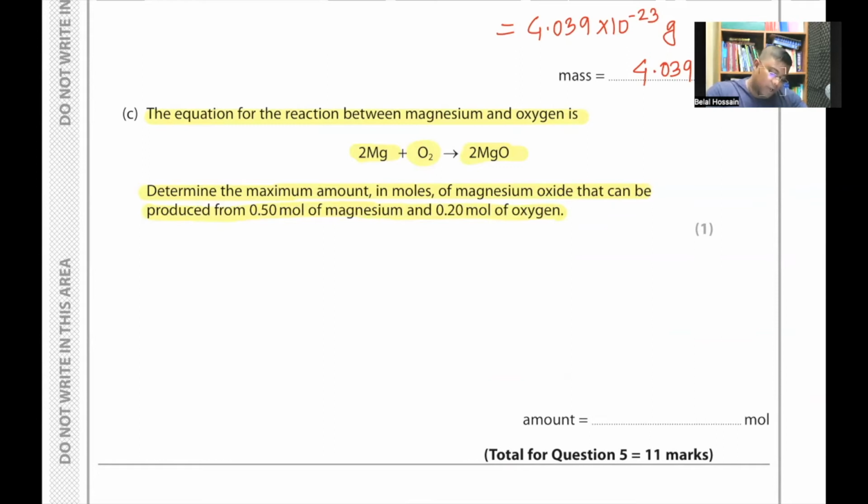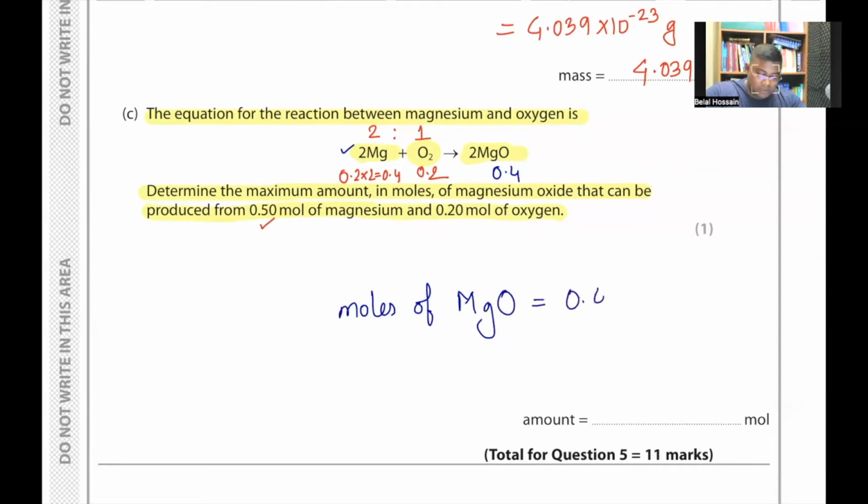In this particular requirement, 0.2 moles of oxygen would require double the quantity of moles of magnesium because there is a 2:1 ratio. So 0.2 multiplied by 2 will equal 0.4. So we can see that 0.5 mole of magnesium is in excess. Now the maximum amount in moles of magnesium oxide that we will be able to receive would be 0.4, similar to that of the magnesium that has reacted, because oxygen is the limiting reagent. So just a straightforward answer: moles of MgO equals 0.4.